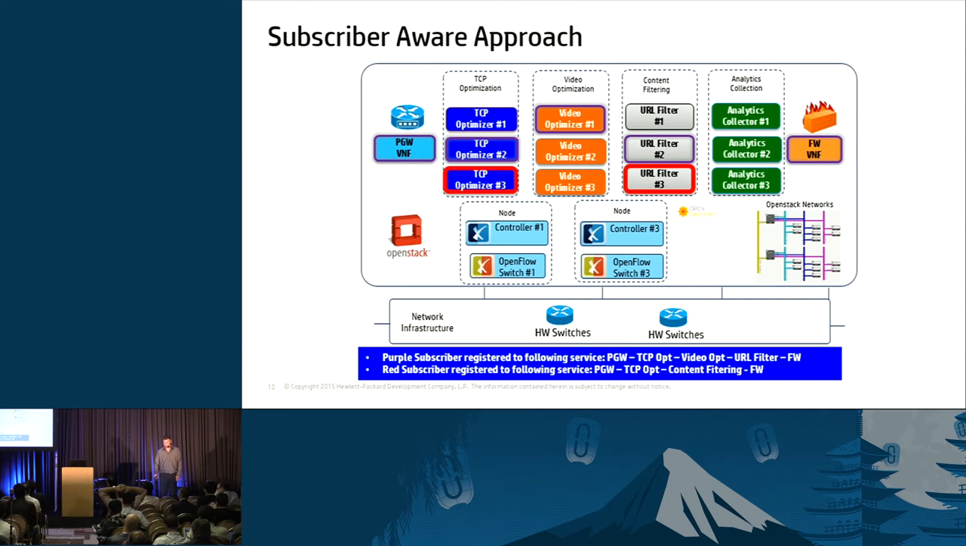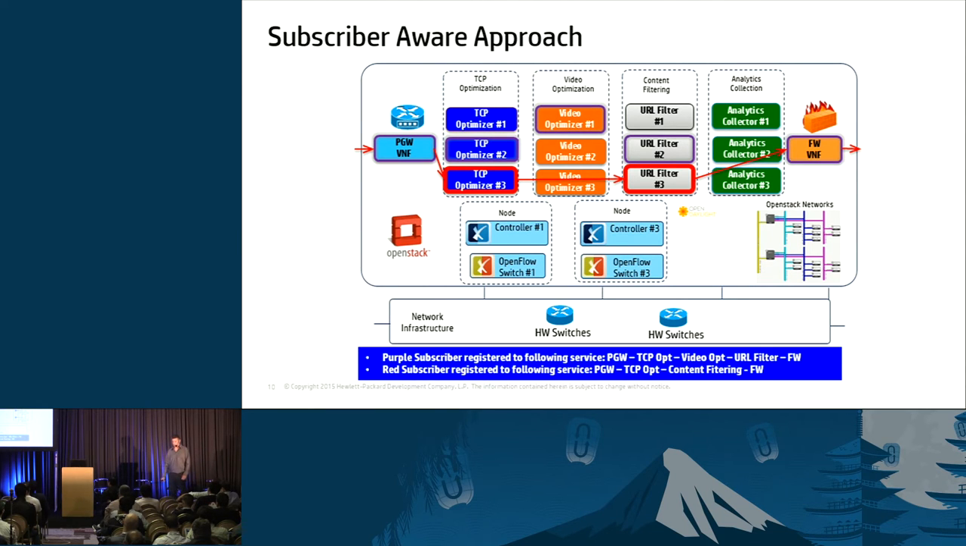Okay, so now let's say we have two subscribers, the purple one and the red one. We want the purple one to use the TCP optimization, video optimization and URL filter, and bypass the analytics, so it will not get into the analytics. And we have another subscriber, the red one, which only uses TCP optimization and the URL filtering. Okay, in this approach, each one of the subscribers will not be interfered by the other one. Since we are not using analytics at all, analytics will not get any traffic.